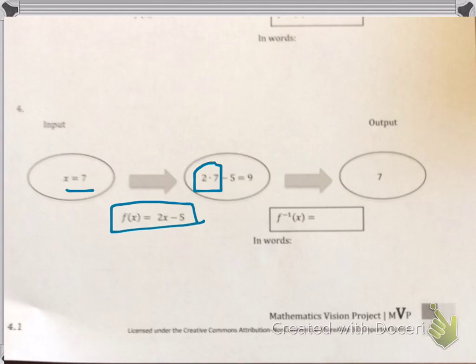What do you think? Are we going to add 5 first, or are we going to divide by 2 first? Why don't you try it a couple of different ways and tell me what you think. All right, so because the last operation we did was minus 5, the first operation this time is going to be add 5. So we're going to take the x value and add 5 to it, so that would be 7 plus 5, which is 12.